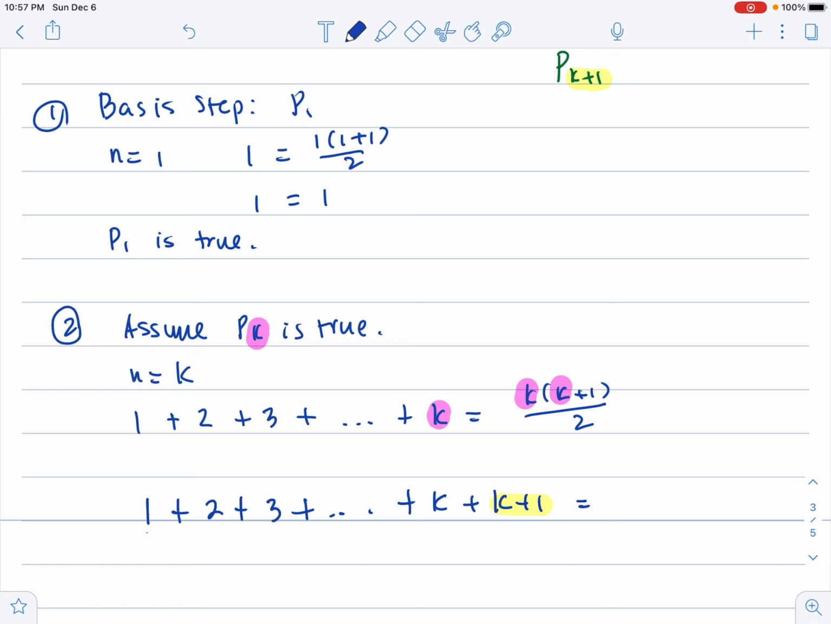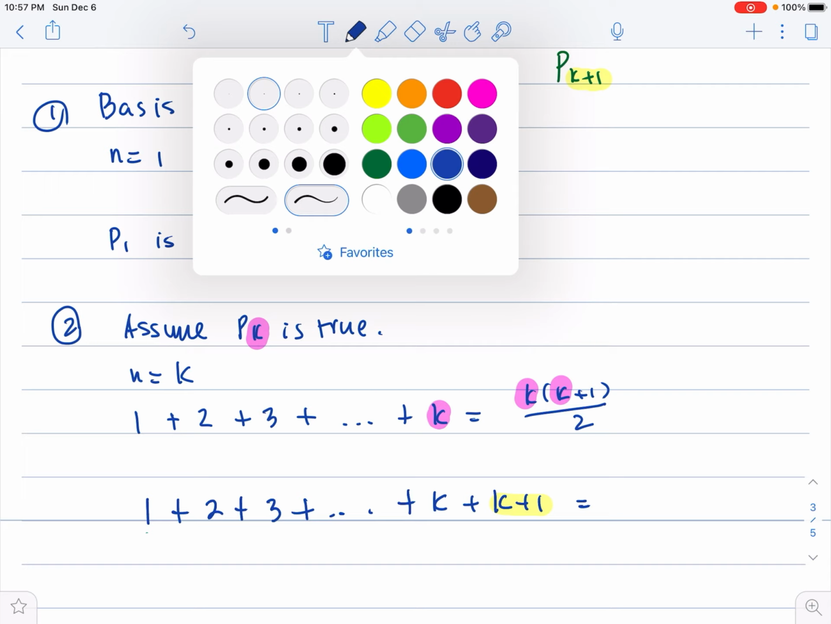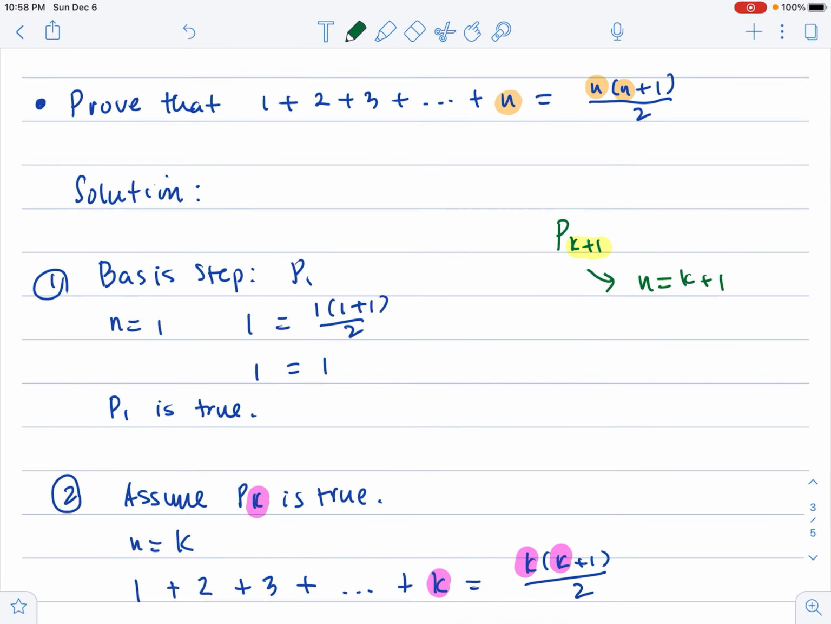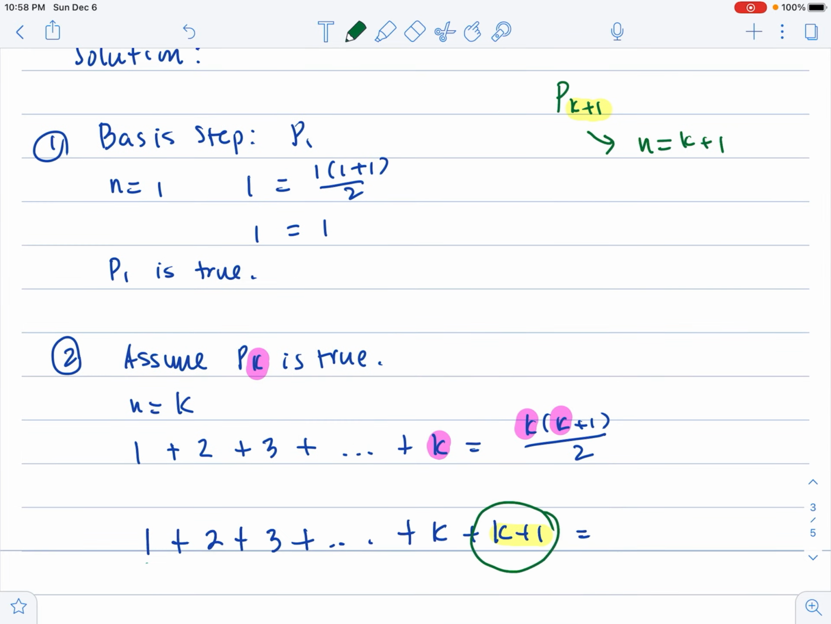Ano mangyayari dito sa sum? Remember na at P sub k plus 1, we let n be equal to k plus 1. So ano nga saan nga yung n, di ba ito? Itong dalawa, tsaka ito. So okay na tayo dito kasi nandyan na yung k plus 1. Ang ini-expect natin na sum ay yung k dito magiging k plus 1. So ito magiging k plus 1 siya. Ito magiging k plus 1.